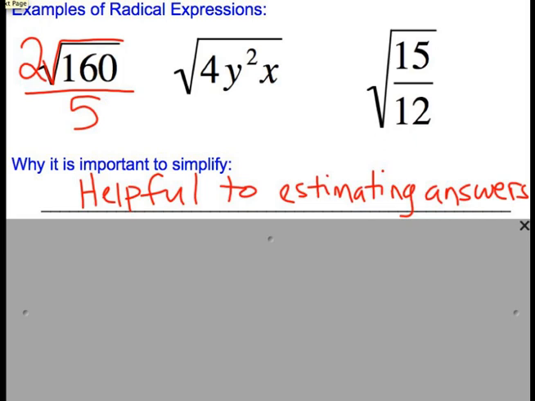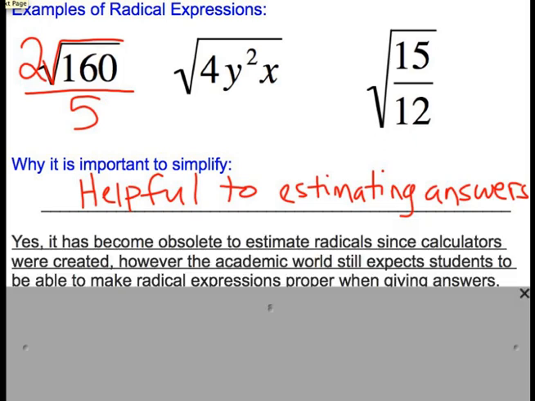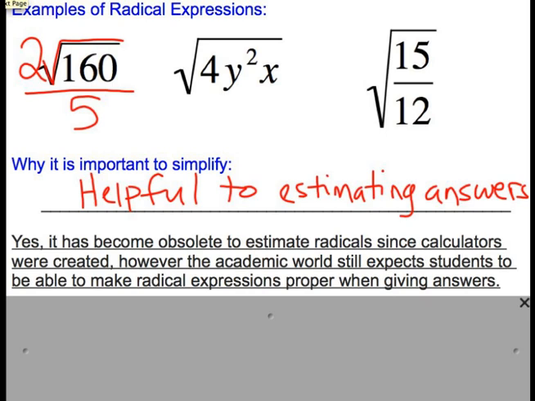it by keeping the value the same but making it a simpler looking number. What's interesting though is it has become somewhat obsolete to estimate radicals. Back in the day, they used to have to estimate things in their head because we didn't have calculators nearby. So now we have calculators, so we can just punch it in.